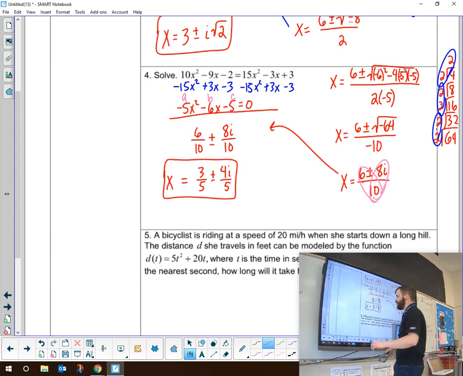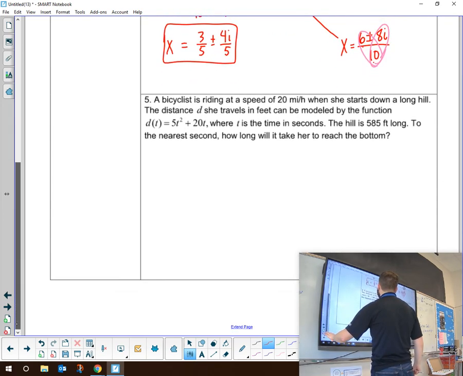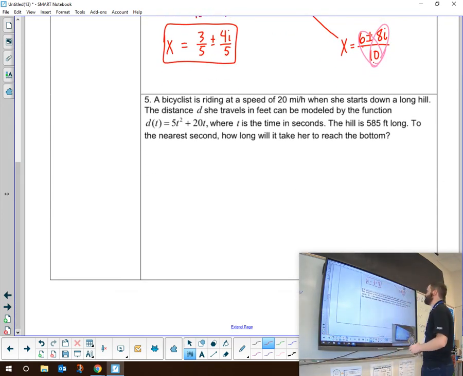Okay? All right, our very last problem here, number 5. A bicyclist is riding at a speed of 20 miles an hour when she starts down a long hill. The distance she travels in feet can be modeled by this function, where t is the time in seconds. The hill is 585 feet long. To the nearest second, how long will it take her to reach the bottom?